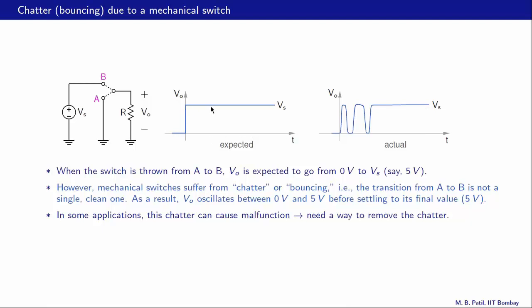Instead of a single transition, we have now got this strange waveform, and in some applications this chatter can cause malfunction. For example, if we are counting these low to high transitions using an electronic circuit, we will feed that VO waveform to that circuit, and it will count these low to high transitions. What we expect is that the count will go up by 1 when we turn the switch from A to B. In reality, the count will go up by 3 because there is one transition here, another transition here, and a third transition here. So clearly there is a problem, and we need a way to remove this chatter.